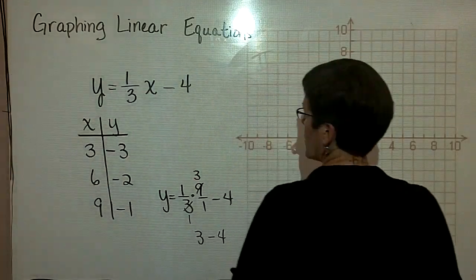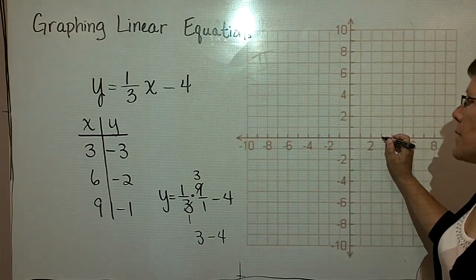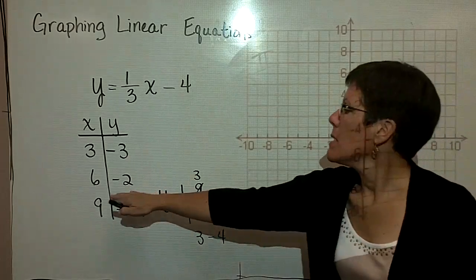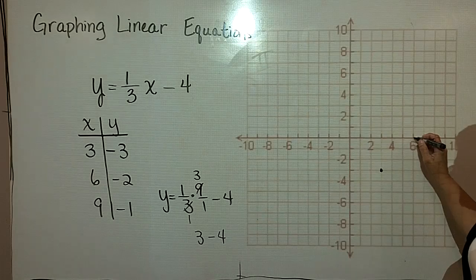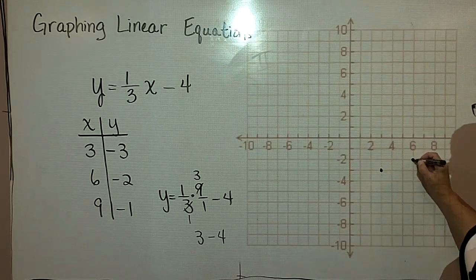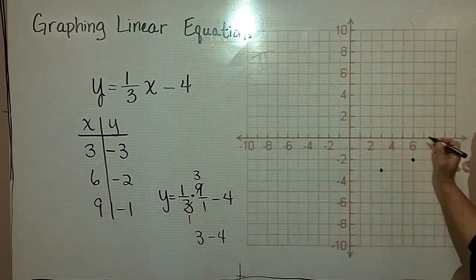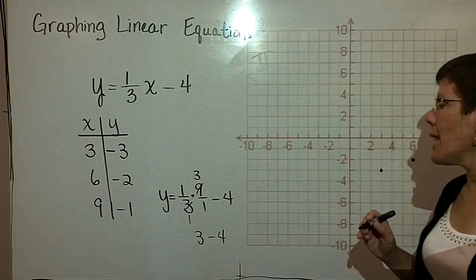And I'll go ahead and plot those ordered pairs. So when x is 3, I'll go over 3, and y is a negative 3, I'll go down 3. My next ordered pair, x is 6, y is a negative 2. And my last ordered pair, x is 9, way over here, and y is a negative 1. And those ordered pairs do line up.